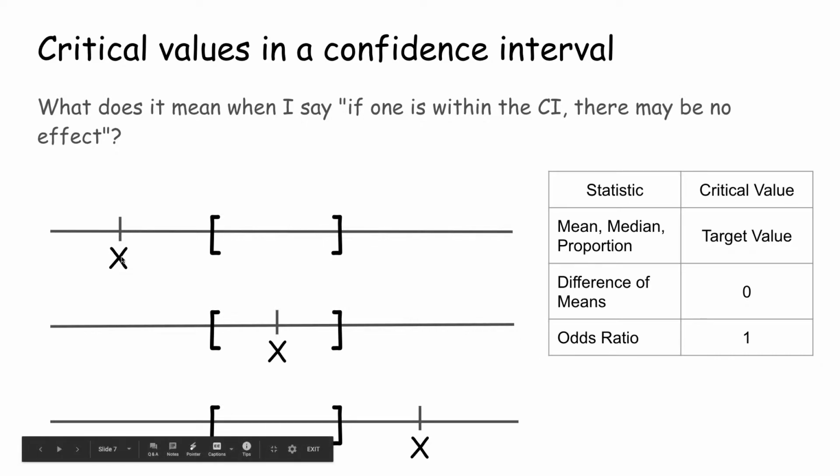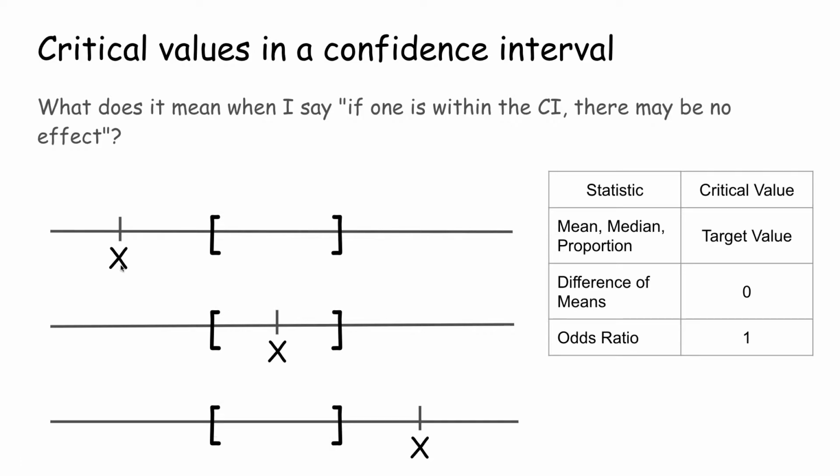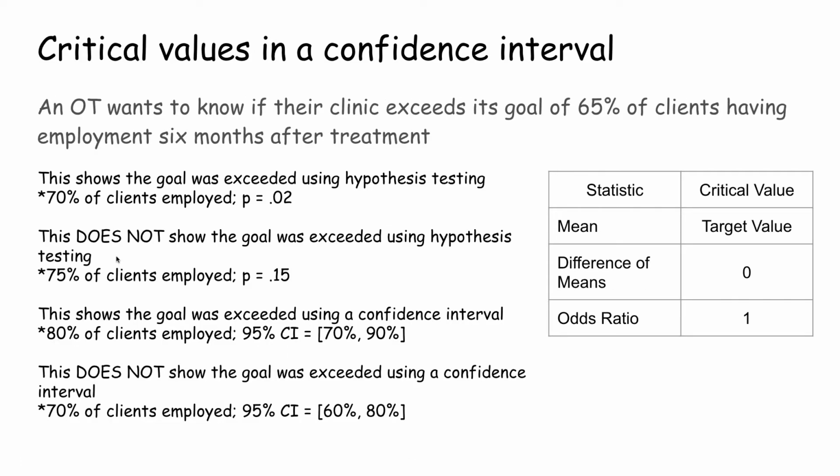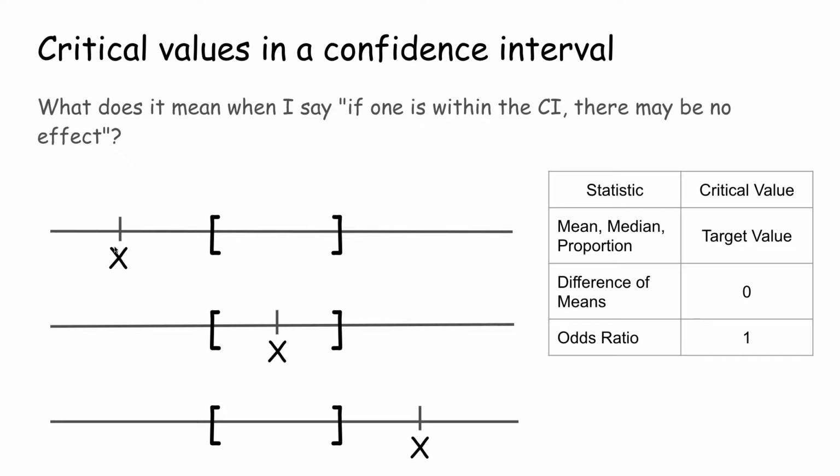So in this first case, if 15 pounds is here on the left part of the number line and it's outside of the confidence interval, that means that the average number of pounds lost was greater than our target value.